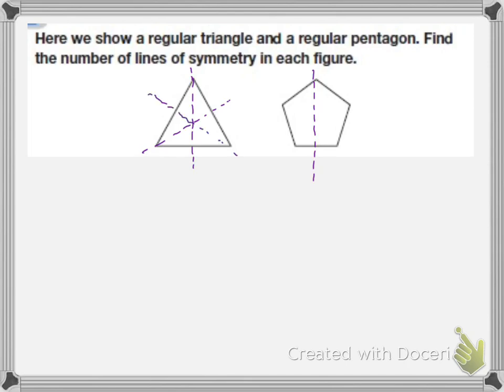Okay, with the pentagon, there's a line here, one here, one here. This is a little bit harder to draw. And one here. I didn't get them exactly, but it's close enough. Because there are 5 lines: 1, 2, 3, 4, 5. That's kind of like a spider web.